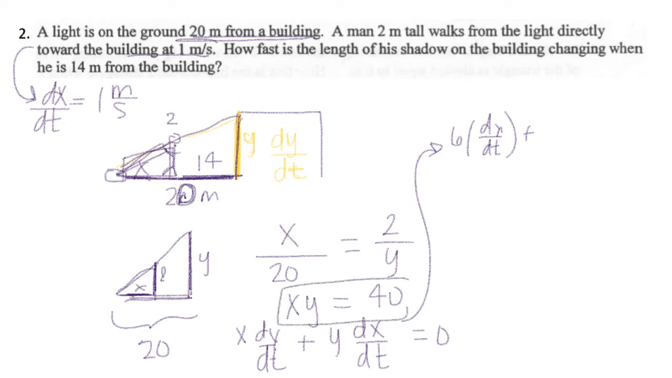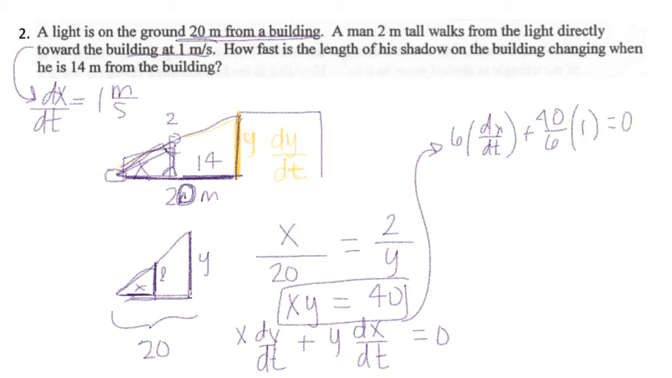We know this relationship, don't we? We know x times y is 40, and we know x is 6, so y is going to have to be 40 over 6, isn't it? So we have 40 over 6 times, and then our rate of change of x is going to be 1. And let's see, all of that's going to have to be equal to 0.